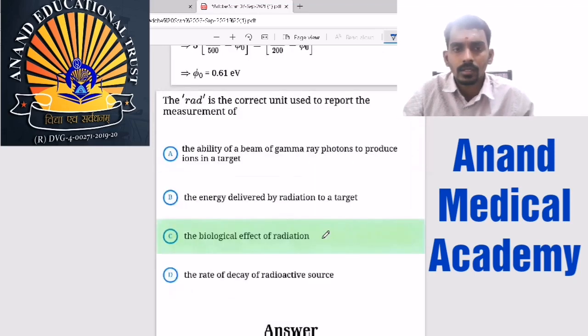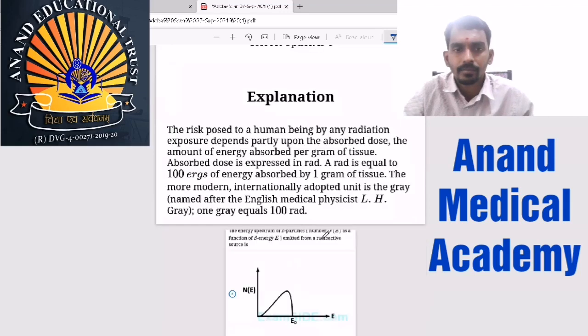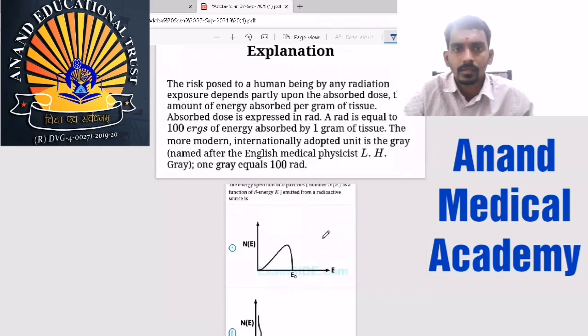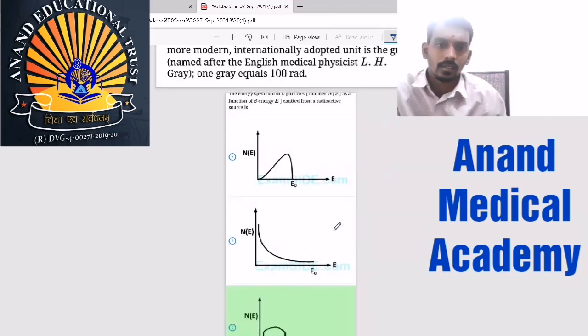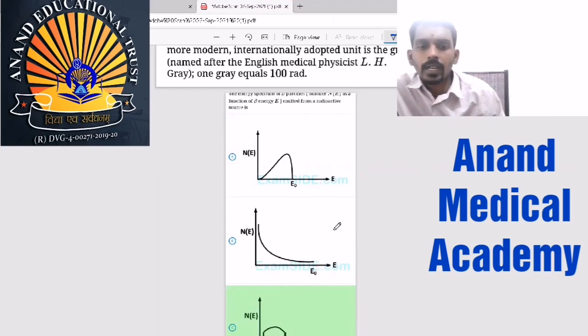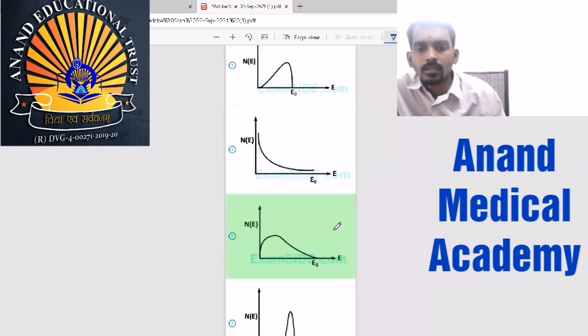See, this one you just forget, because that is depending on, what we call communication. No need. Now here, the energy spectrum based on binding energy and all.